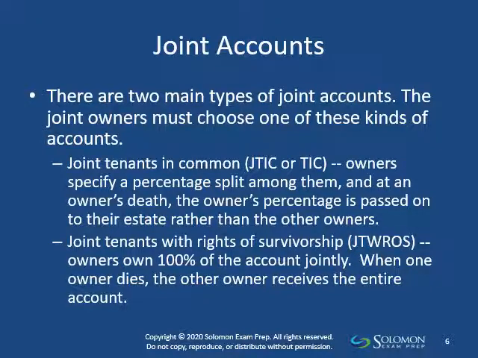There are two main types of joint accounts. The joint owners must choose one of these two kinds of accounts. In a joint tenants in common account, which is abbreviated JTIC or TIC, the owners specify a percentage split among them. At an owner's death, the owner's percentage will be passed on to his or her estate rather than to the other owners. In a joint tenants with rights of survivorship account, the owners own 100% of the account jointly. When one owner dies, the other owner receives the entire account.